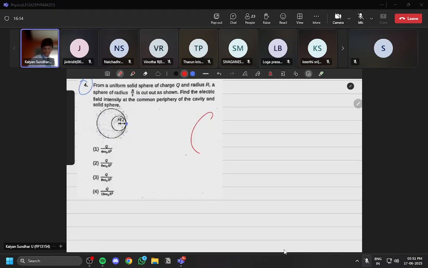So this is your complete sphere, which has a charge of q, and its radius is r. Correct? And here comes your cavity, and its radius is r by 2, and at this point we have to find it out. Right?